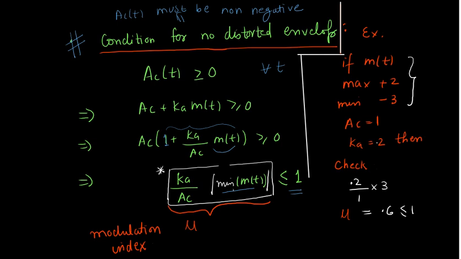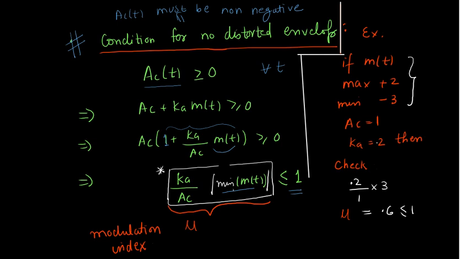So this is the equivalent condition that A_c(t) is non-negative, and it is true when k_a by A_c times the modulus of the min of m(t) is always less than or equal to 1. The quantity on the right-hand side is also known as the modulation index, which we represent by mu. So if our modulation index is less than or equal to 1, there will be no distorted envelope.